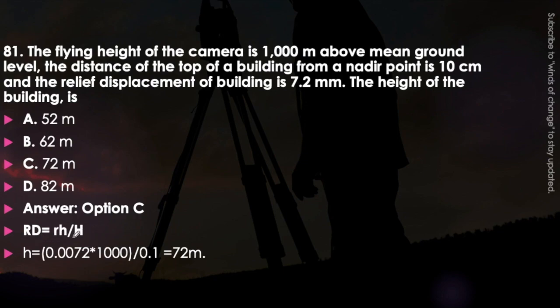Relief displacement formula is Rh upon H, where we have to find out small h. Height of the building, that is small h, will become relief displacement into flying height divided by R value. Okay, where R value is the distance of the top of the building from the nadir point, that is 10 centimeter, which is 0.1 meter. Okay, and this value, that is relief displacement, it is already being given, it is 7.2 mm, which will be 0.0072 meter, and this is capital H. Capital H is the flying height which is given. Flying height of the camera is 1000 meters, multiplying it by 1000. So the answer obtained will be 72 meter. Okay, memorize it, the formula.